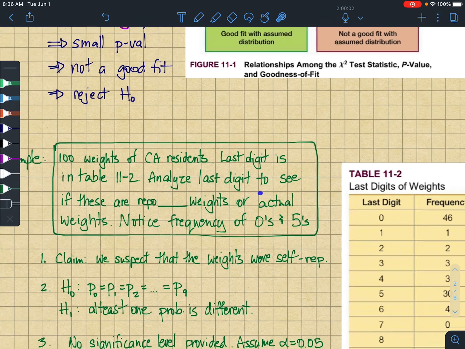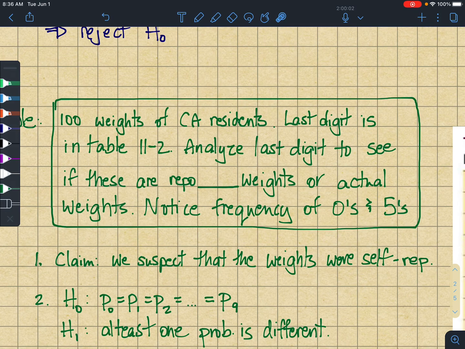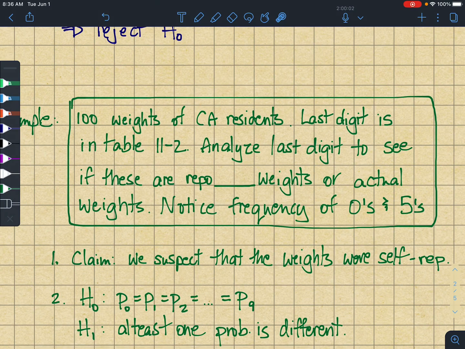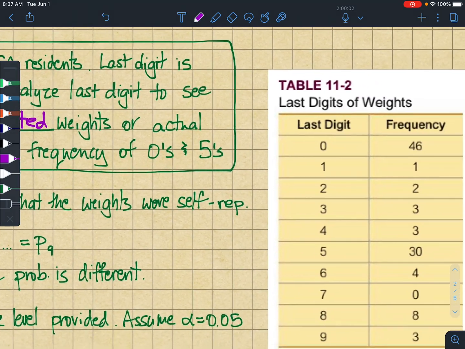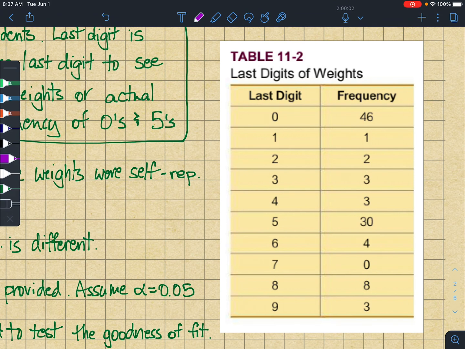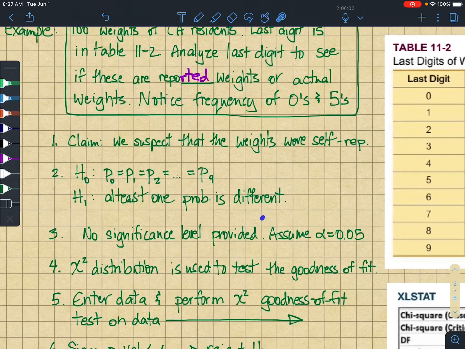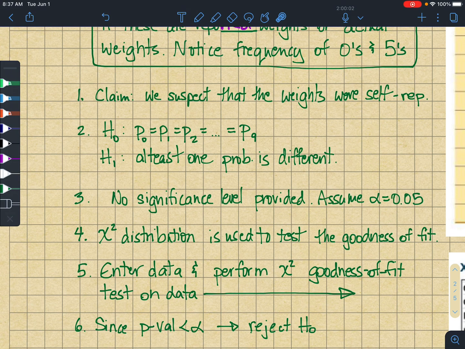and here's our example. 100 weights of California residents are submitted. The last digit is in table 11.2, and we'll look at that over here in just a moment. Analyze last digits to see if these are reported weights or actual weights. Notice the frequencies of 0s and 5s. So anyways, here is the table of data. And again, we strip out all the numbers except for the last digit of their weight. And notice these two categories here, 0 and 5, how large they are compared to the rest. So right away, we're a little suspicious that people rounded their values of their weights, and they probably rounded down because people have self-image problems.